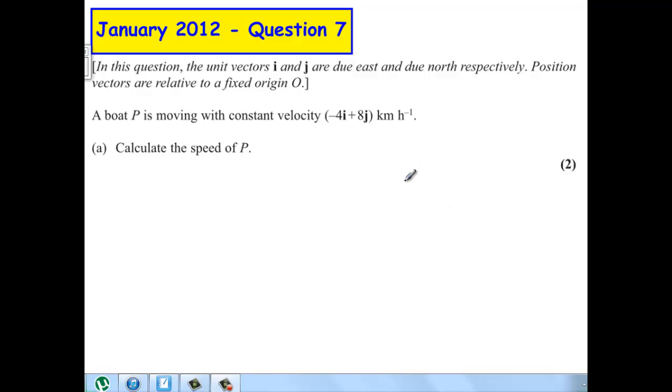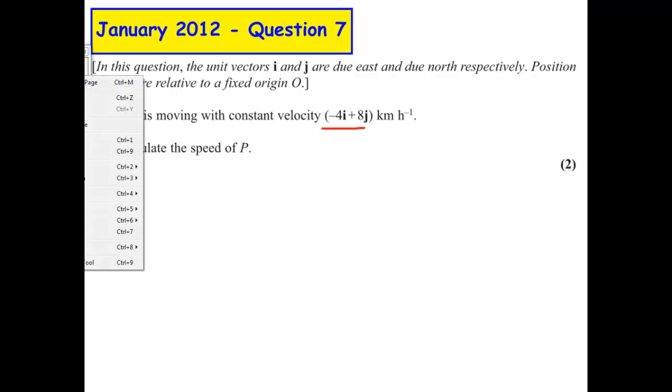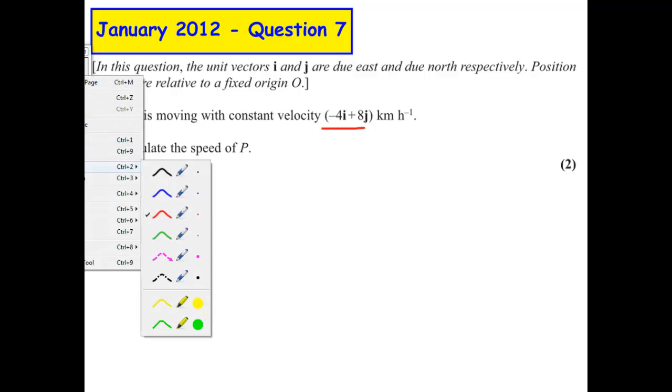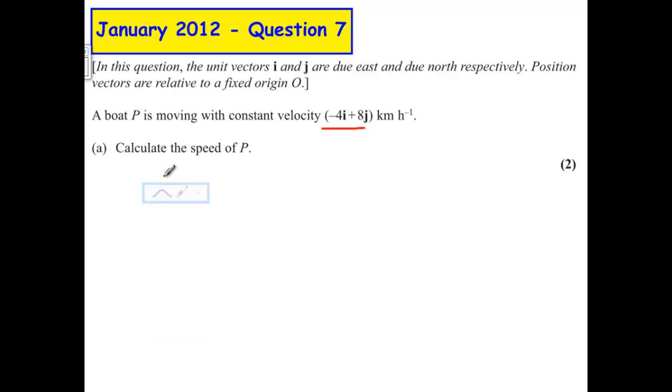Hello there. Today I'm going to be working through a vectors question from the January 2012 Edexcel past paper. This is an M1 question. It was question 7 on that paper. And basically the question tells us about a boat P that's moving with constant velocity minus 4i plus 8j kilometers per hour.